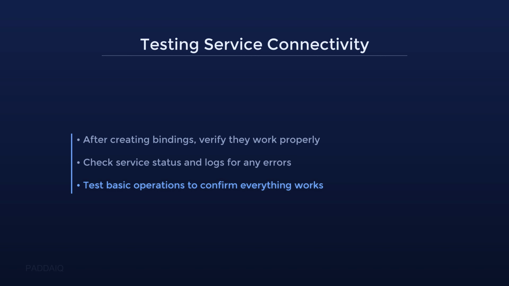Test basic operations to confirm everything works. This means performing simple actions to verify your service is correctly set up and responding. For example, after connecting to an SAP HANA Cloud instance, try creating a small test table and inserting a row of data. This straightforward check ensures your connectivity is functional and reliable for actual use.